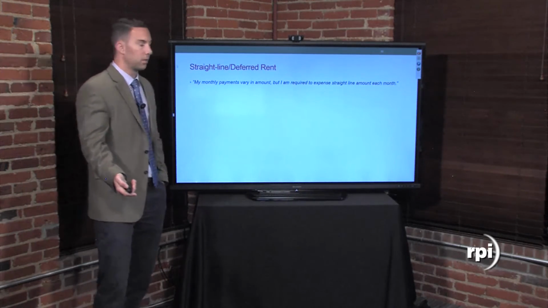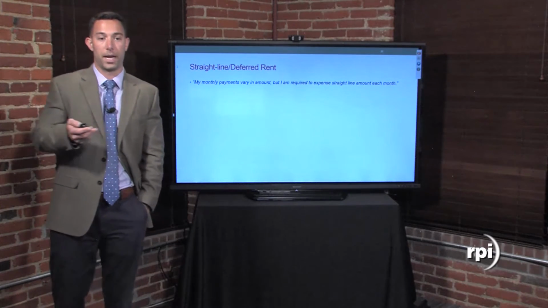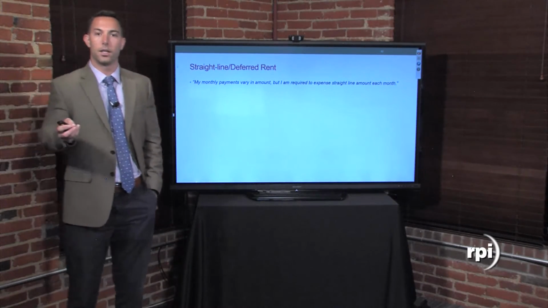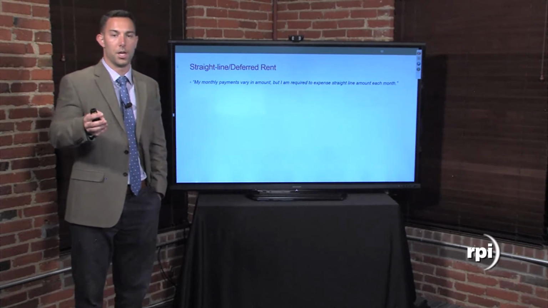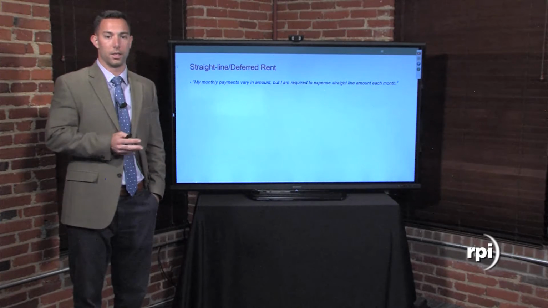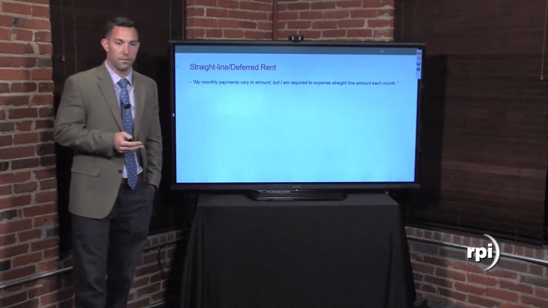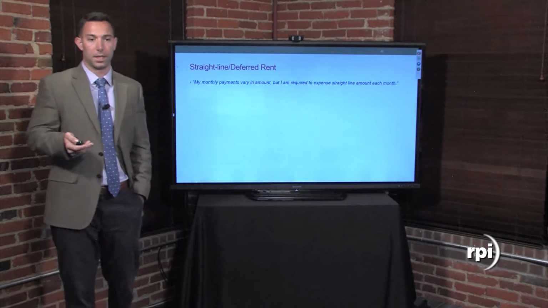All right, so what about a straight line or a deferred rent situation, where maybe your monthly payments are varying each month, but you're required to expense that lease straight line each month? So those expenses need to be the same over the life of that lease. Well, Lawson can handle that.